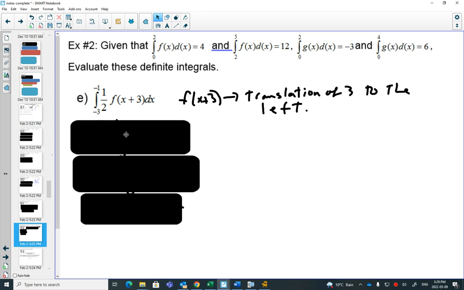This is the trickiest one. That's the one where I invented math. You invented math and it works.